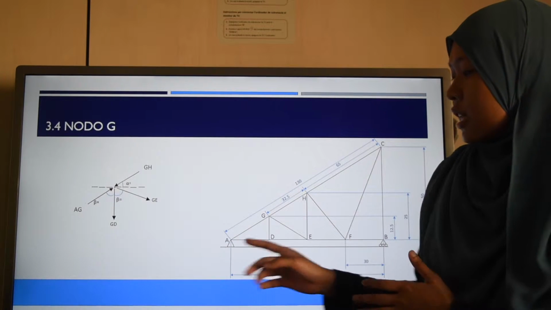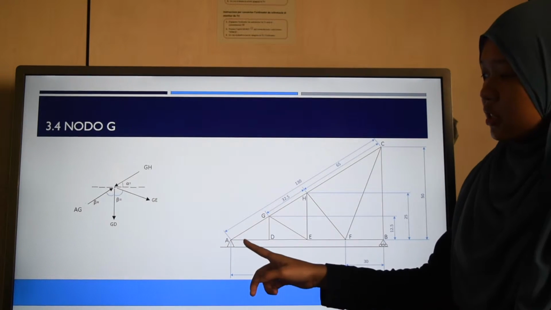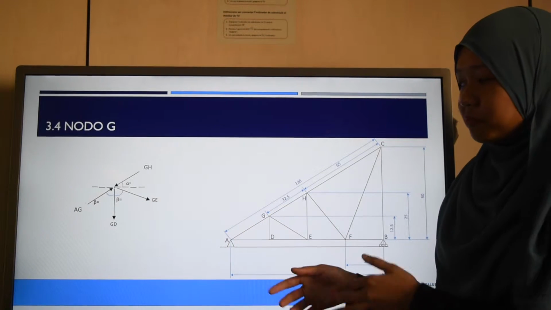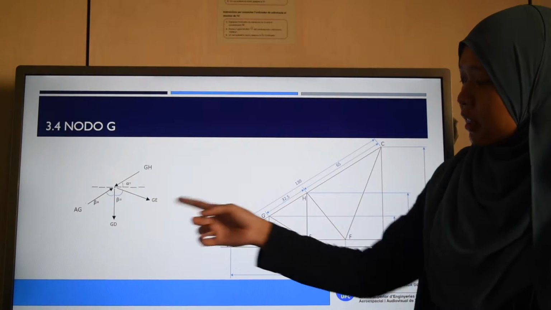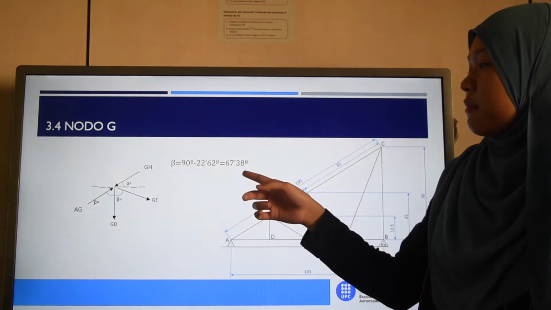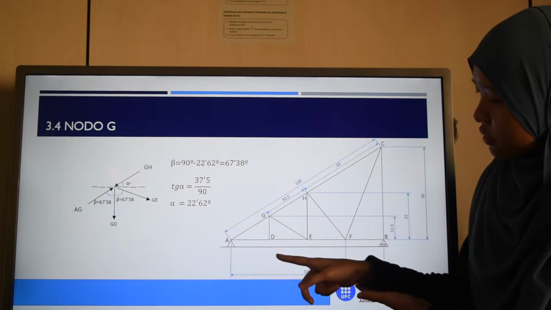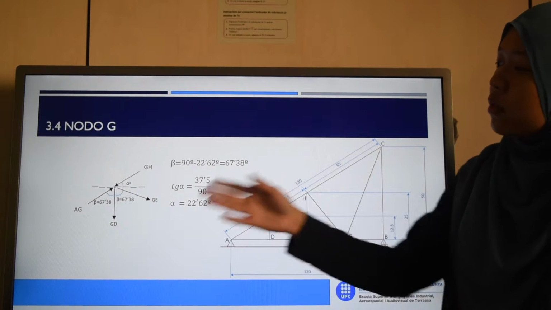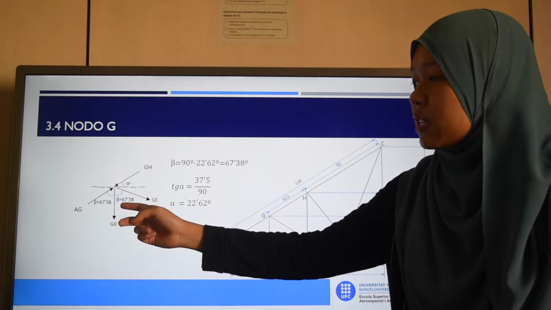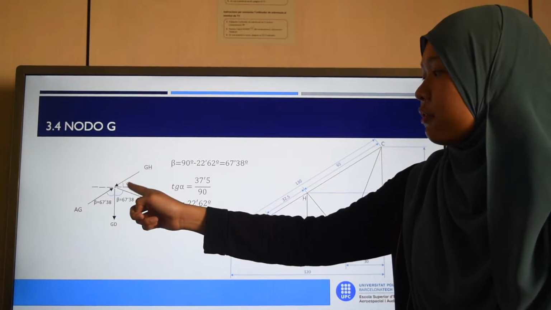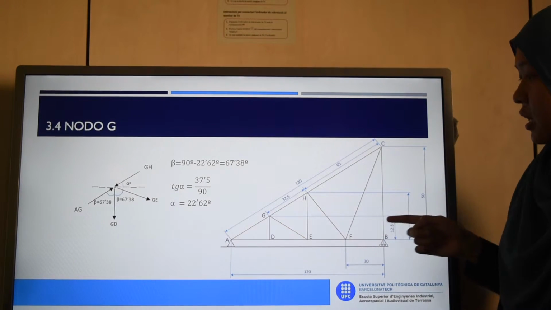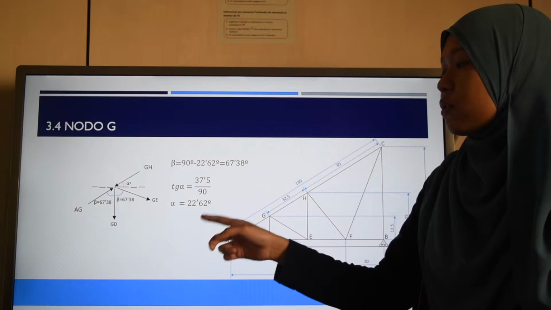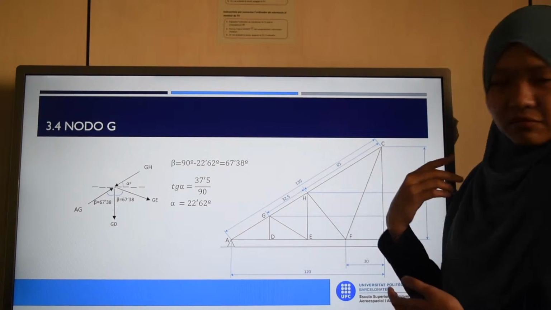We already know that in this truss structure the angle here is 22.62 degrees. By using the complementary angle, we know that beta here is 67.38 degrees. And we notice that the triangle GAD is an inverted triangle to GDE, so we also know the angle here is 67.38. And for the angle alpha, since we know here the length is 90 and here is 67.5, alpha is also 22.62 degrees.